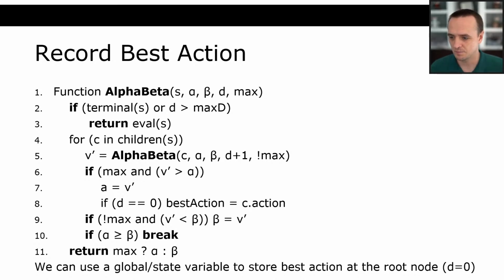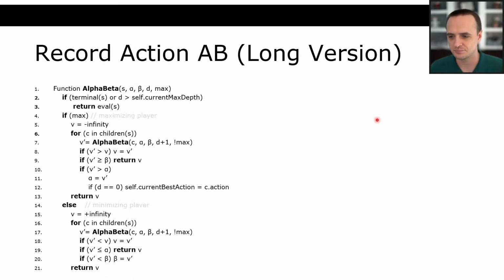So here, I'm going to put in one extra check that if I'm maximizing and I've found a new maximum, if the depth is equal to 0, then record the best action. So if I'm at the root node, record the best action. And so this, we can use some sort of global or state variable to record this best action, and I'll show you how to do that for our assignment. But here is the long version of AlphaBeta, and this is what I recommend doing for the assignment.